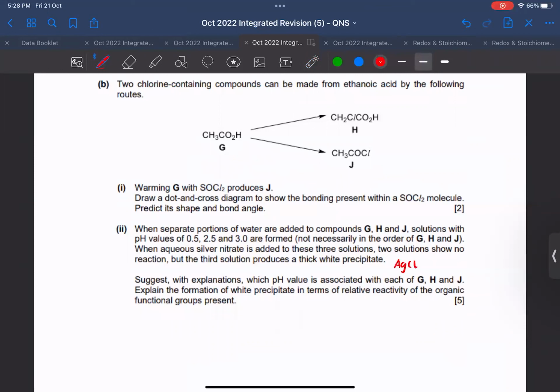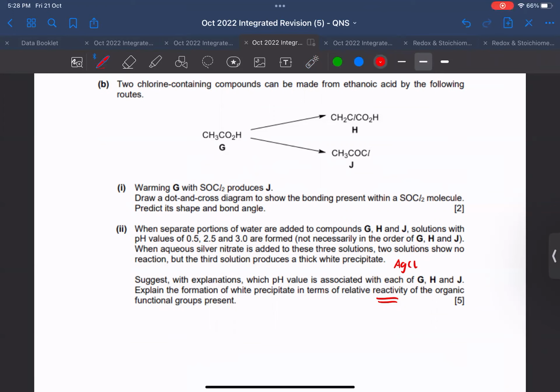And clearly they ask us to explain in terms of the reactivity. So there are 2 concepts here, called the acidity concept and the reactivity concept. Let's explain the acidity concept first. We are meant to assign all these pH values to the correct species, and let's start with the strongest acid, the lowest pH.